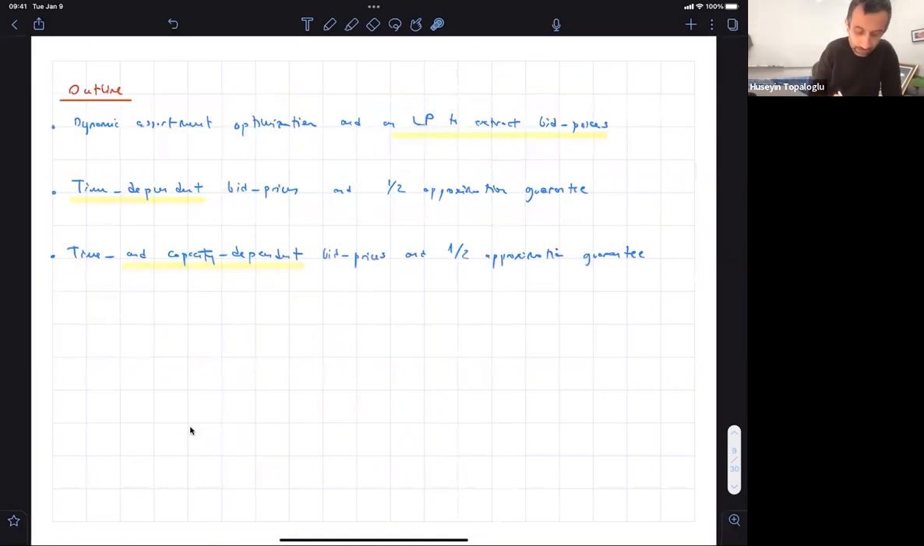So now let's go ahead and try to come up with an algorithm, an idea that's going to allow us to compute time-dependent bid prices. And then by using those time-dependent bid prices, we're going to construct a policy that is going to be guaranteed to get at least half of the optimal expected revenue. So that's going to be a half approximate policy. So now again, let's talk about how we can construct time-dependent bid prices.